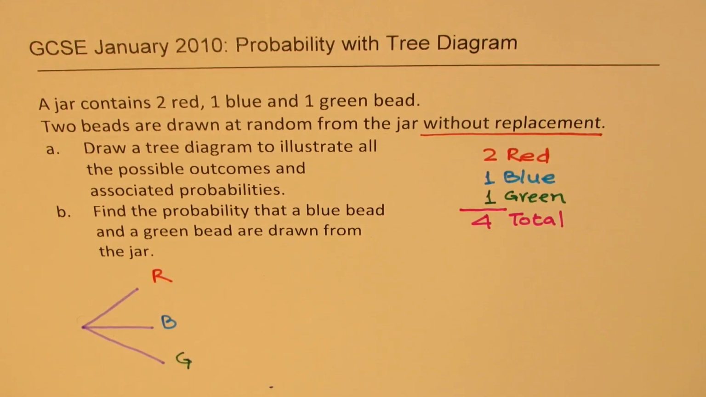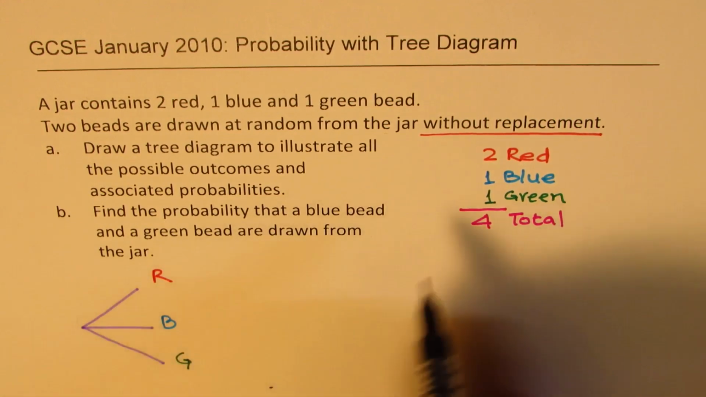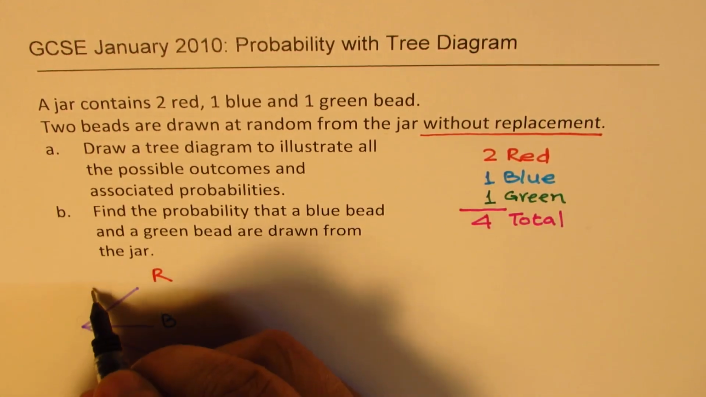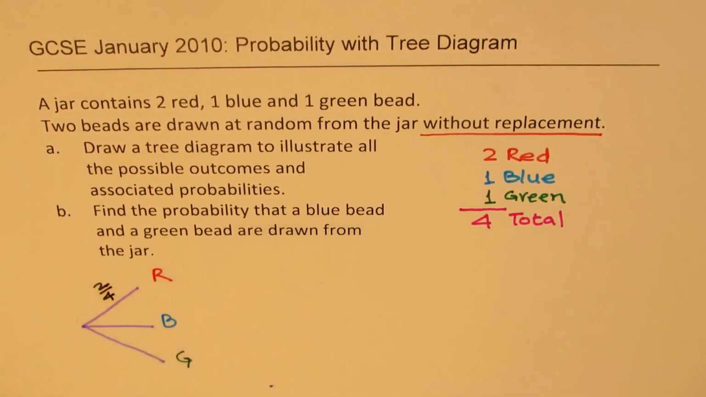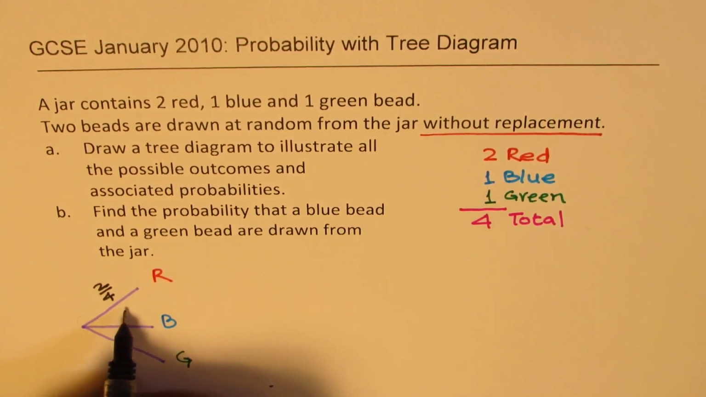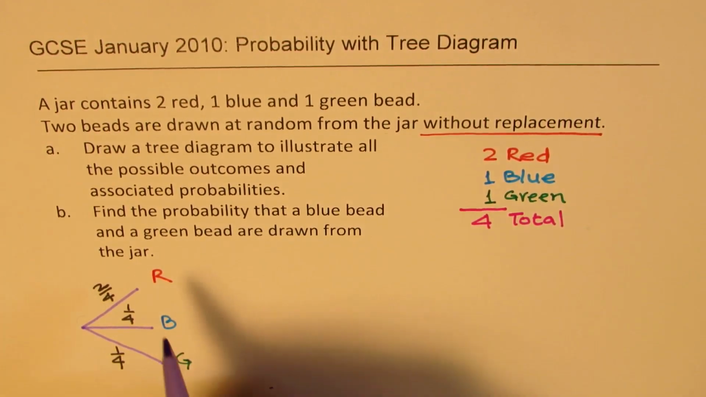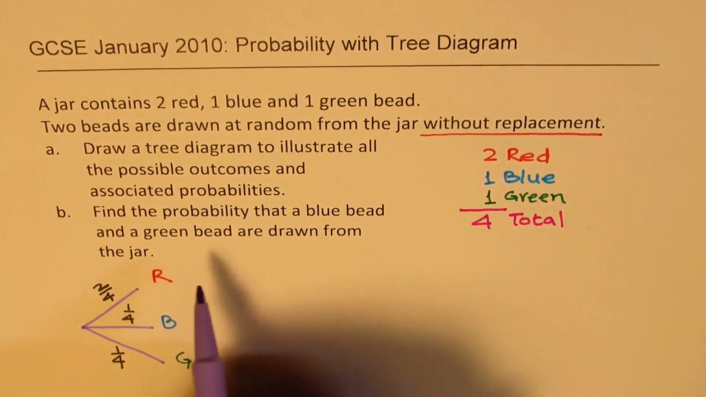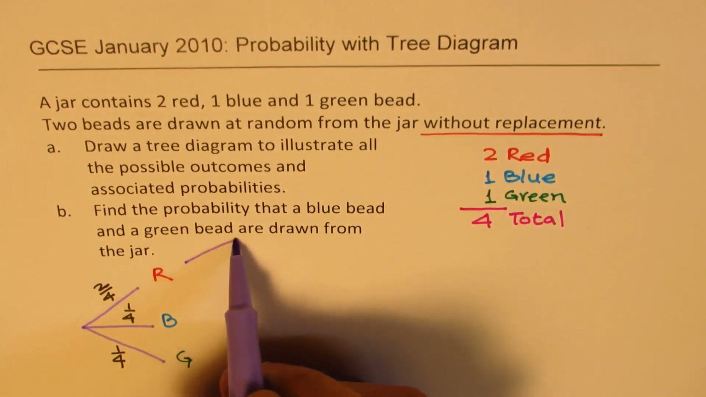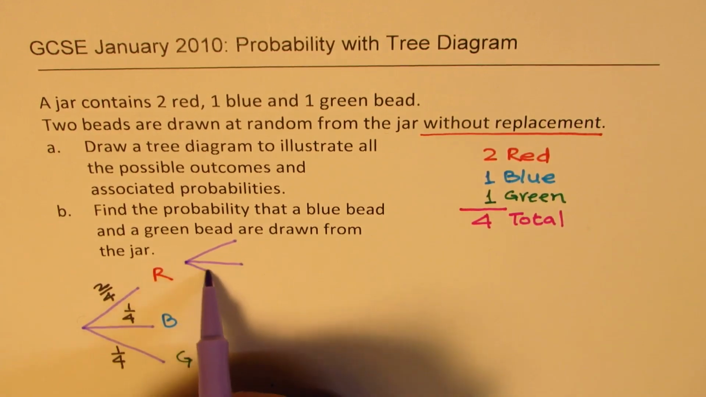Now since there are 2 reds, what is the probability of getting a red? So 2 reds out of 4 means 2 out of 4, correct? Only 1 blue means 1 out of 4, and for green also it should be 1 out of 4. So that part is clear. Now again, you make a second attempt. So when you do the second time, then also you got these possibilities. So what do you get? You get 3 possibilities once again.